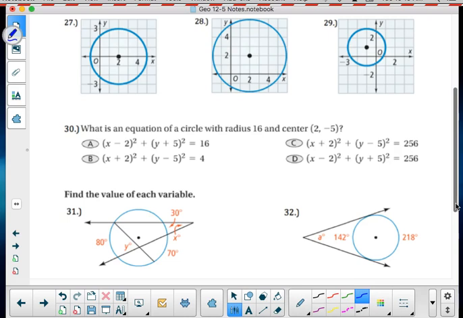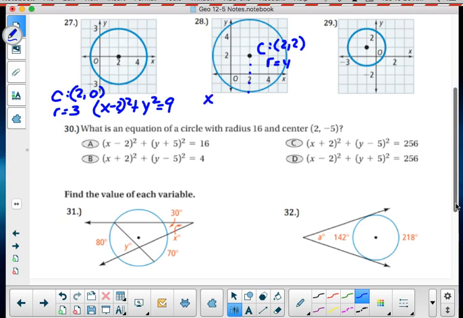In 27, my center is 2, 0. My radius is 3. So I've got x minus 2 quantity squared plus y squared equals 9. Next, I'm looking at the center of 2, 2. My radius is 1, 2, 3, 4. Okay. So I'm looking at x minus 2 quantity squared plus y minus 2 quantity squared equals 16.